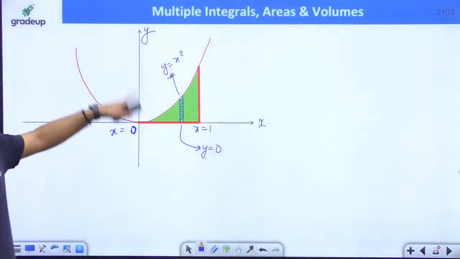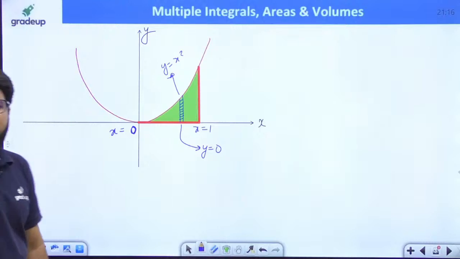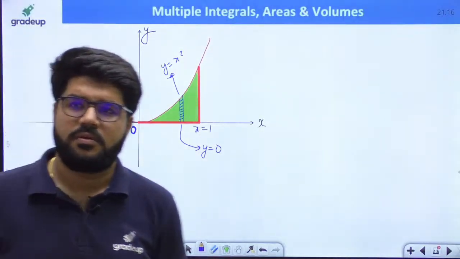Y equal to 0 to x square. Y limit given means vertical limit given.